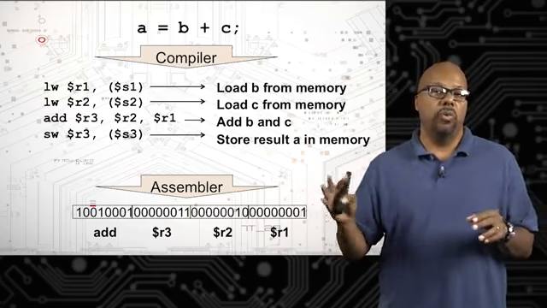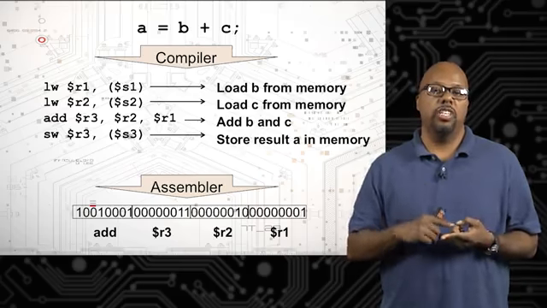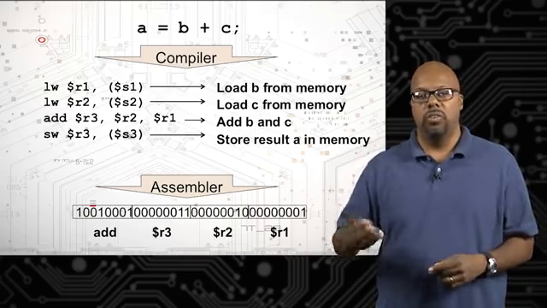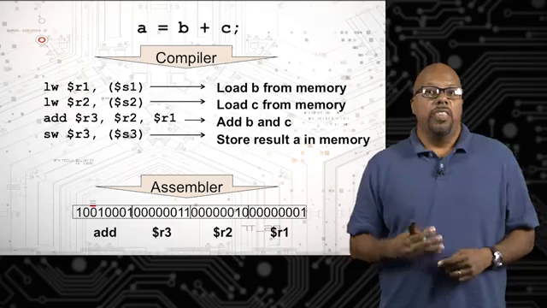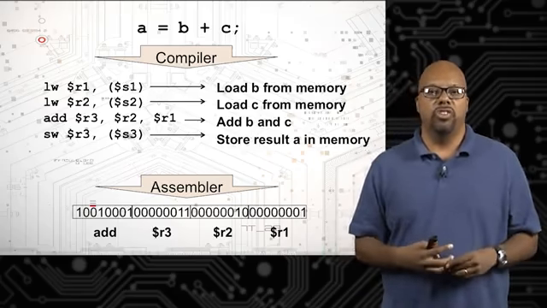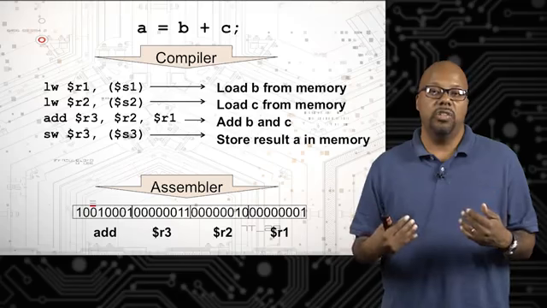Then the add takes R1 and R2, adds them, puts the result in R3, and then that last instruction, SW, store word, takes what's in R3 and puts it back into memory, wherever you want A to go. So that one high-level instruction breaks down into 4 simpler assembly-level instructions. And then the assembler takes each one of those 4 instructions and converts it into a sequence of zeros and ones.